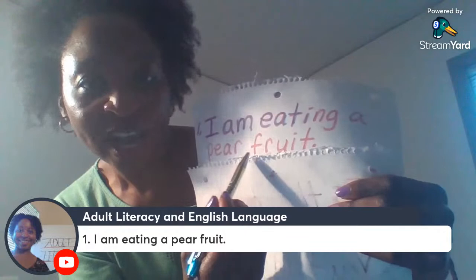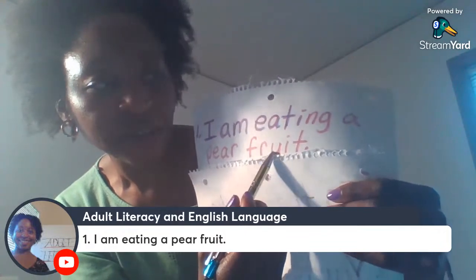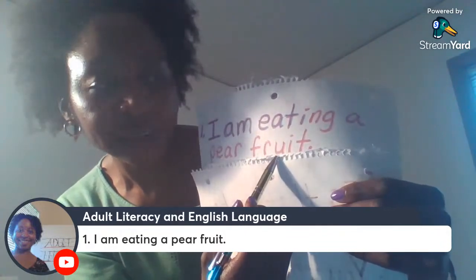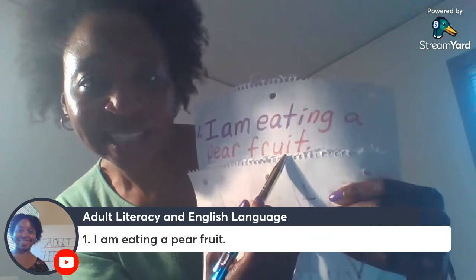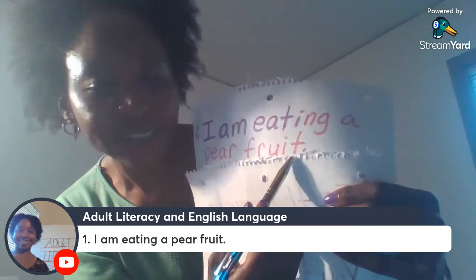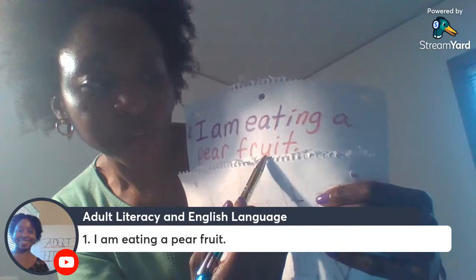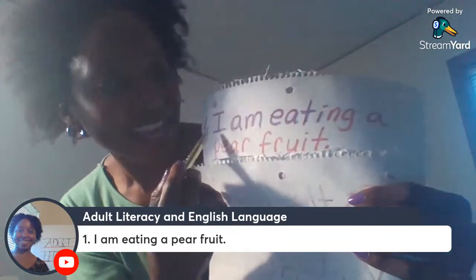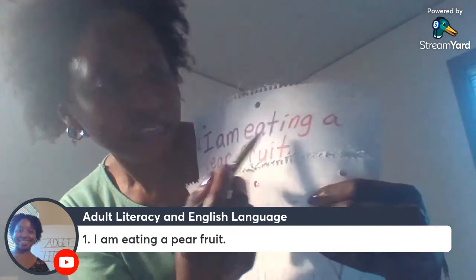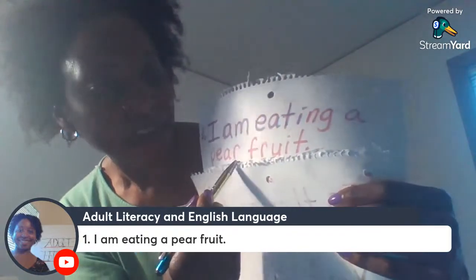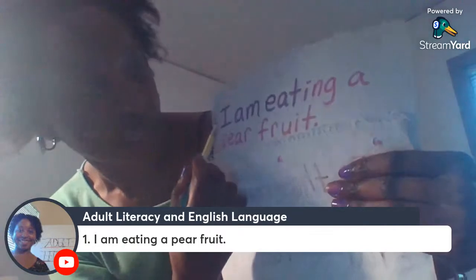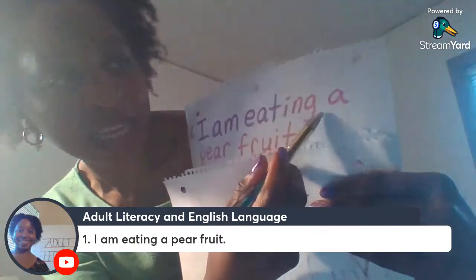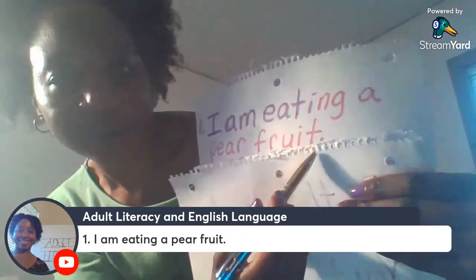Fr, FR has the fr sound. U has the oo sound. And then the I is silent and T has the t sound. Fruit, fruit, fruit. I am eating a pear fruit. Let me do that again. I am eating a pear fruit.